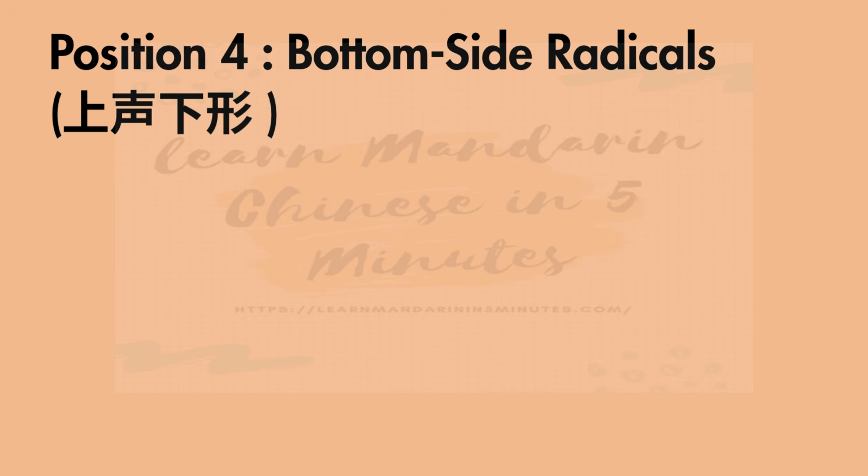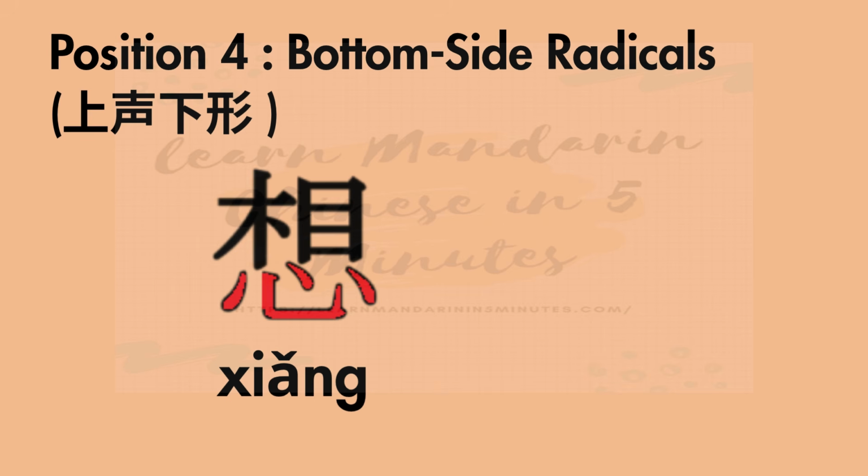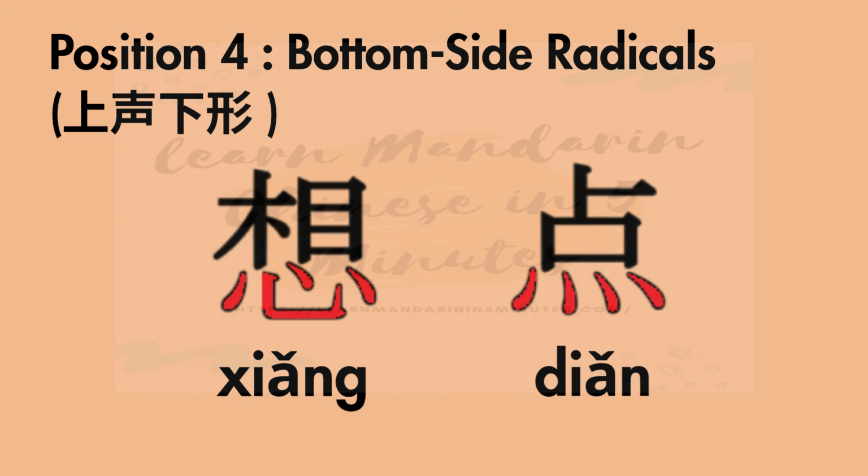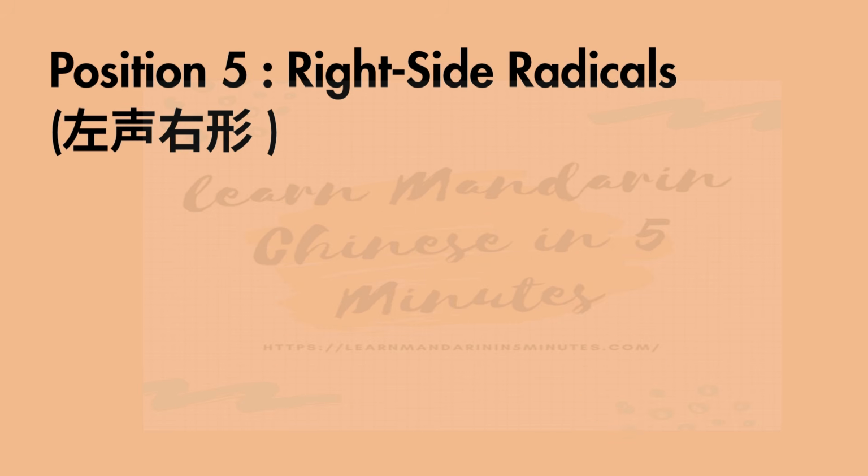Position number 4, bottom side radicals. The radical forms the base. It supports everything sitting above it. Example, 想, the heart radical, 心 at the bottom, shows thinking and feeling. 点, the fire radical below, gives the sense of burning or glowing. So when you see a radical resting right at the bottom, it's like the foundation of a house, quietly supporting the meaning above.